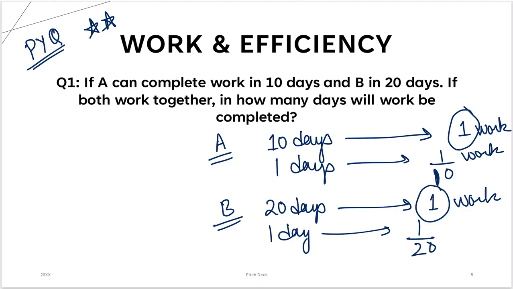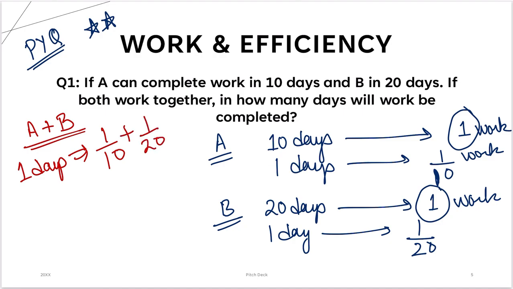Now, suppose they start working together, A and B come together. In 1 day, how much will A do, how much will B do? A will do 1 by 10 work. B will do 1 by 20. 1 by 10 is the amount of work done by A in 1 day, and 1 by 20 is the amount of work done by B in 1 day. So together, their total work done in 1 day is 1 by 10 plus 1 by 20. Taking LCM 20, that is 2 plus 1, which is 3 by 20. I hope this is clear.